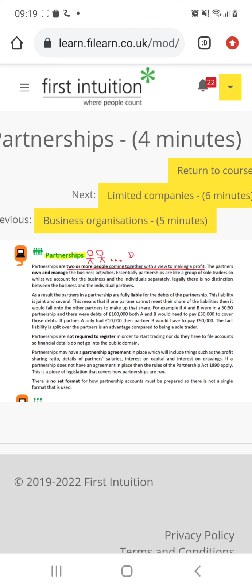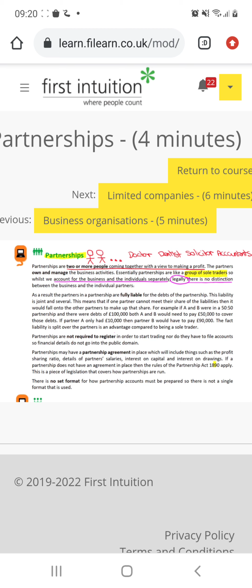Commonly, doctors will be a partnership, dentists, solicitors, and accountants as well. Essentially, partnerships are like a group of sole traders. So, in accounting terms, we will treat them separately. But legally, once again, the same as sole traders, there's no distinction between the business and the individual partners.